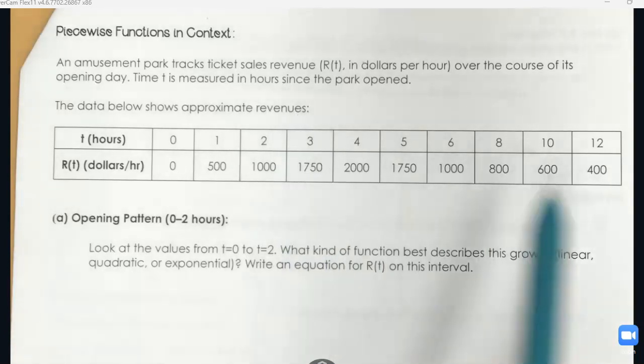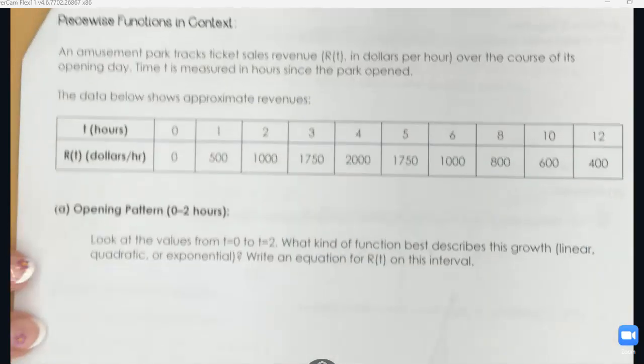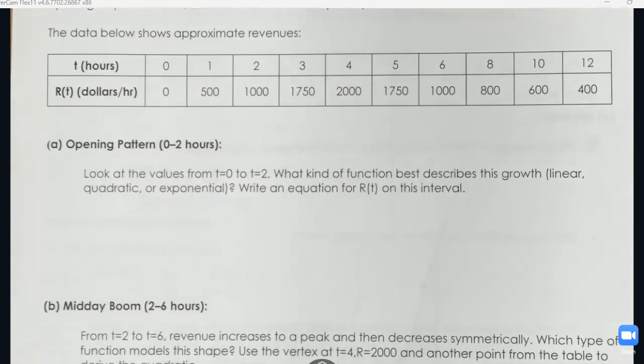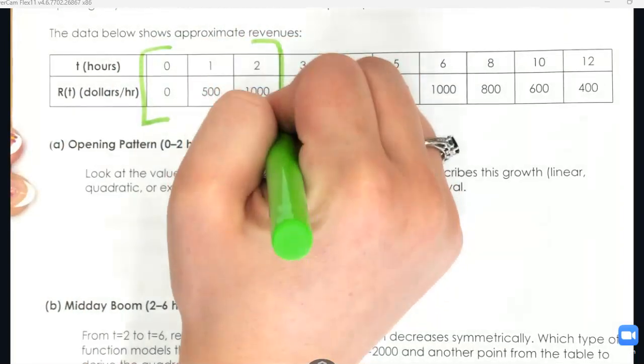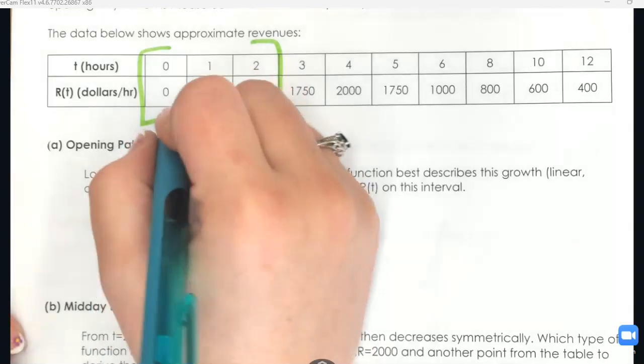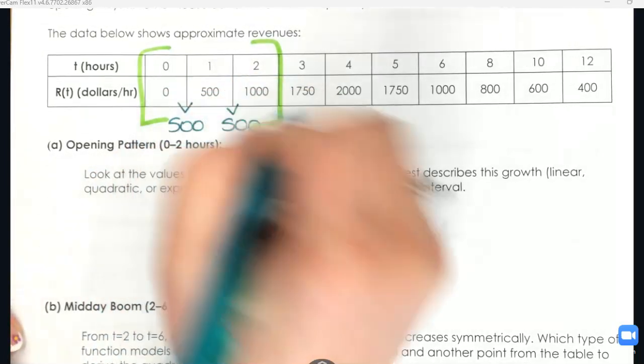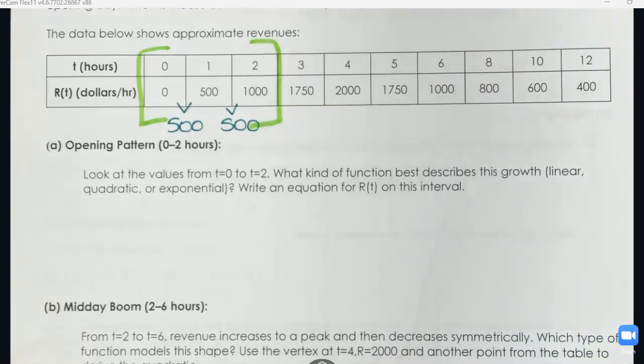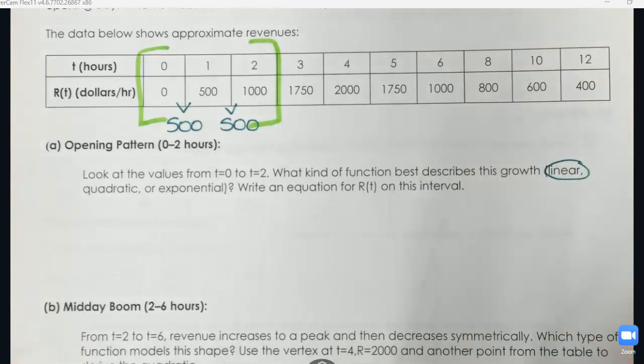So we're measuring T in hours since they opened, and this is going to walk us through each portion of our data here. So starting with our opening from hours 0 to 2, is this linear, quadratic, or exponential? Well, I can see that these revenue values are increasing by the same amount every time. So our first differences are the same, so that tells us it's linear.